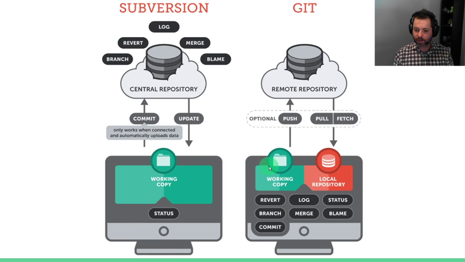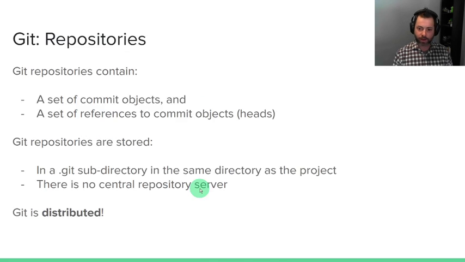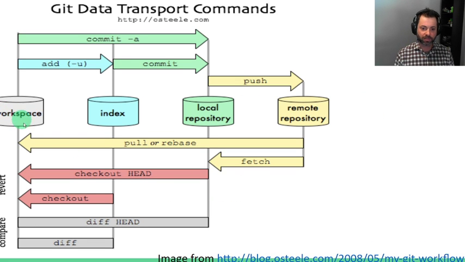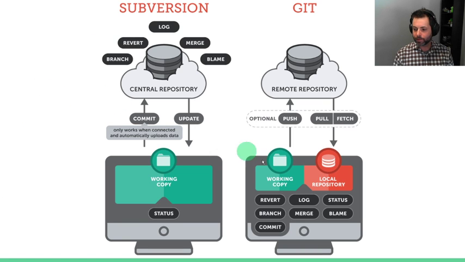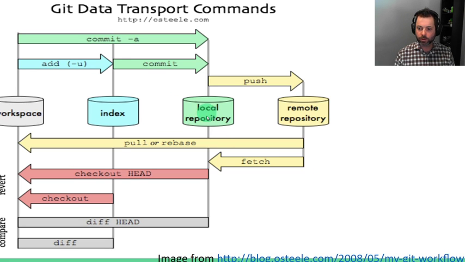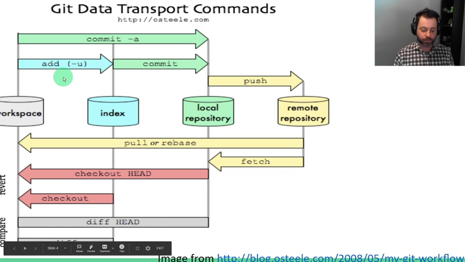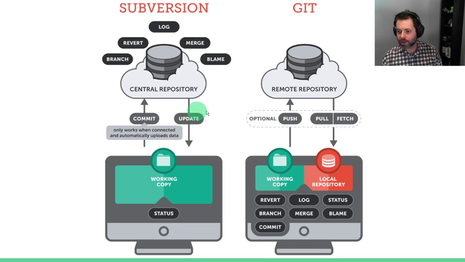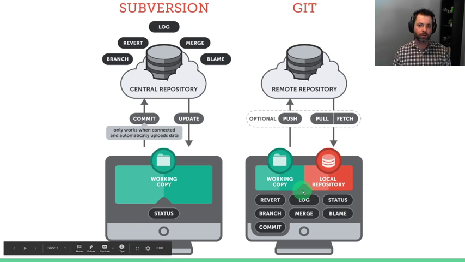So you now have a working copy, which if we go back here, that's your workspace. You're going to have a local repository, which is right here. Again, this line is all on your machine. And what makes this interesting is that everybody working on this project does the same thing. They all have a local Git server running effectively.